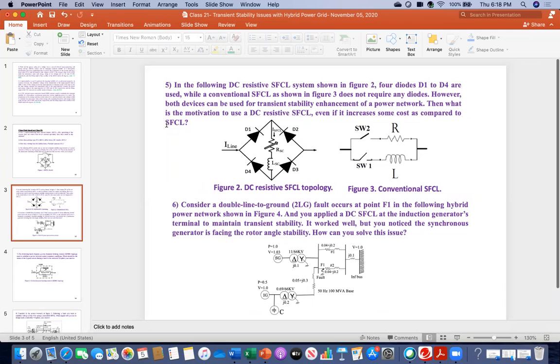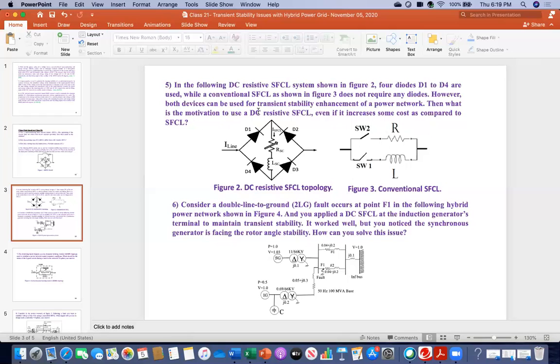the question number 5 was, in the following DC resistive SFCL system shown in figure 2, this is that DC resistive SFCL. The 4 diodes D1 to D4 are used, while a conventional SFCL as shown in figure 3 does not require any diodes. So this is that pretty conventional superconducting one. It does not require diodes, but here there are diodes.